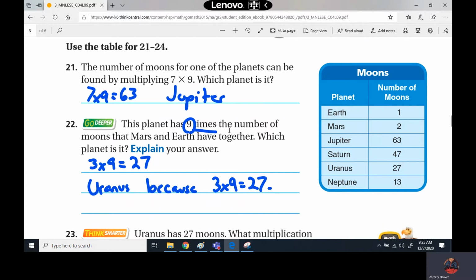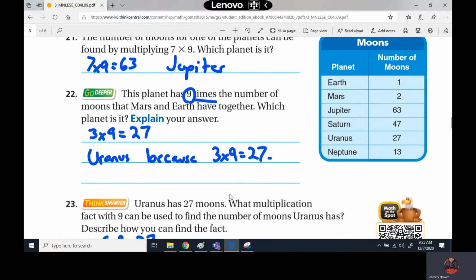Number 22 says, this planet has 9 times the number of moons that Mars and Earth have together. What planet is it? So we have to add Mars and Earth together. Earth has 1 moon, Mars has 2. So 2 plus 1 make 3. And this planet has 9 times that number. So 3 times 9, which is 27. What is Uranus? Because 3 times 9 is 27.